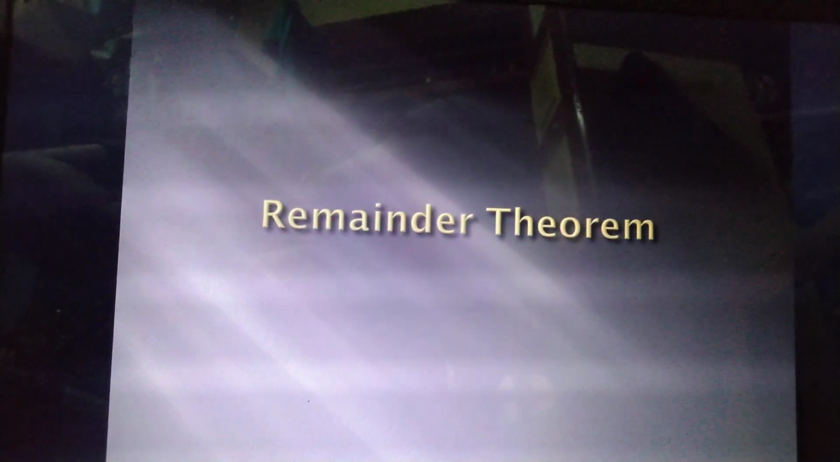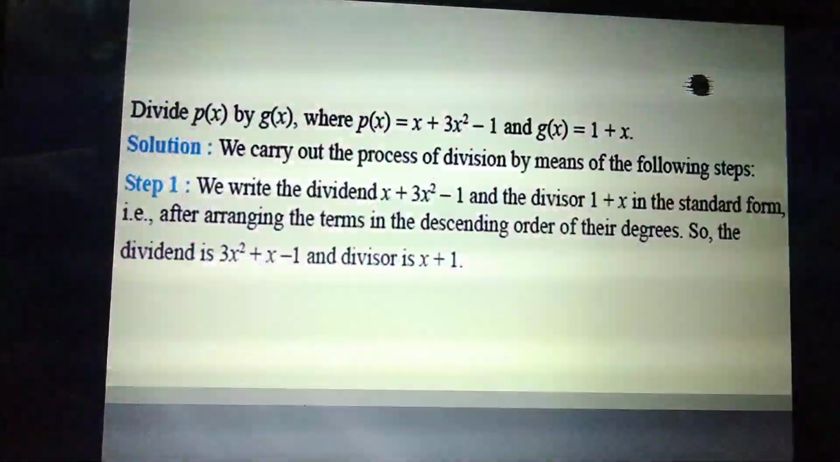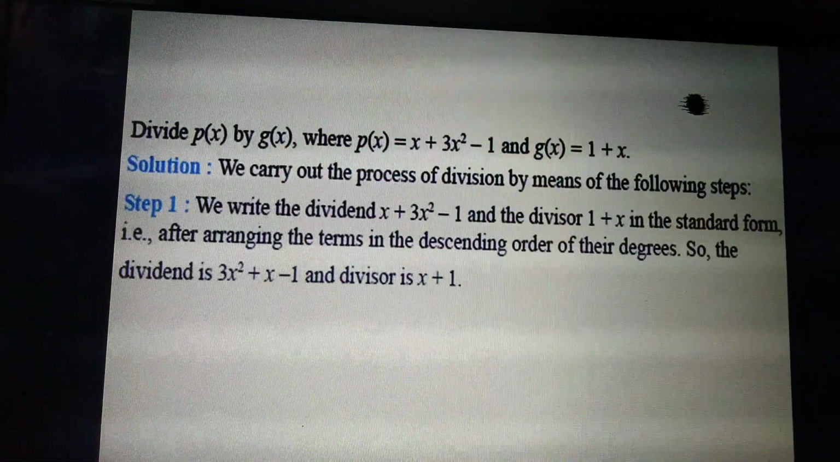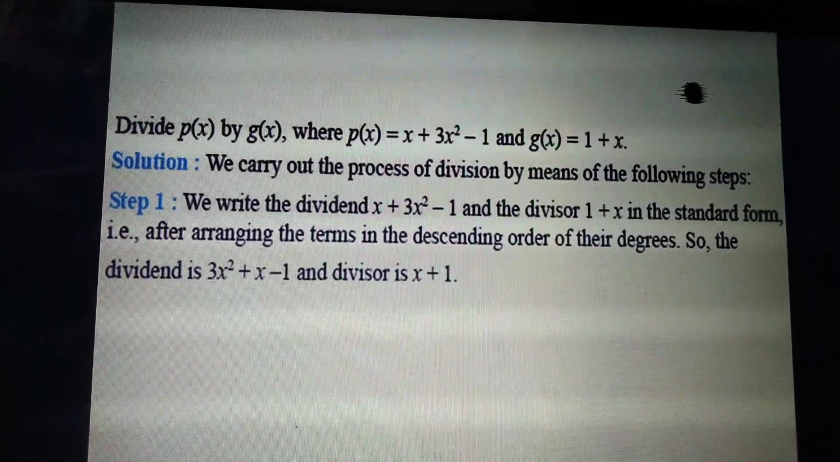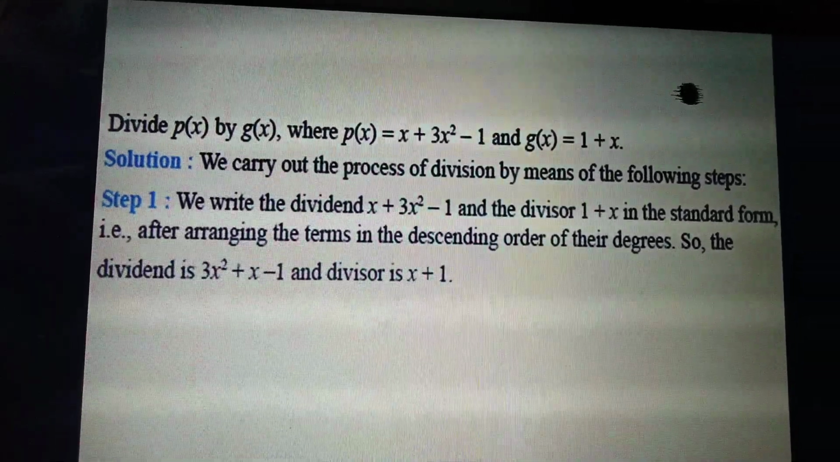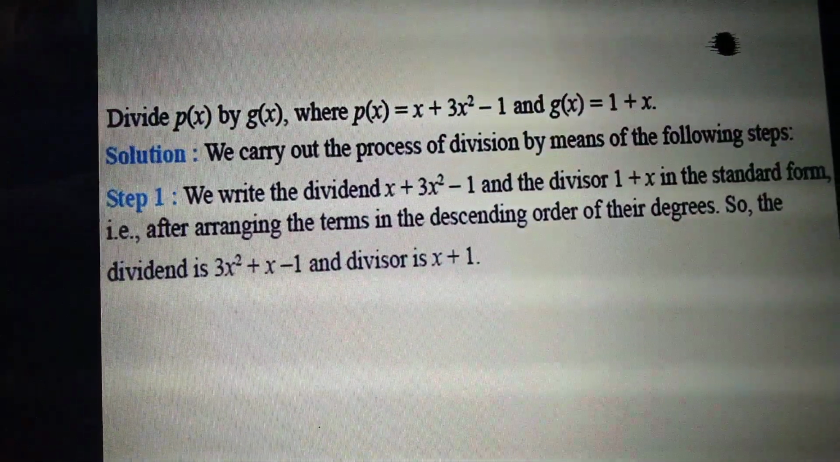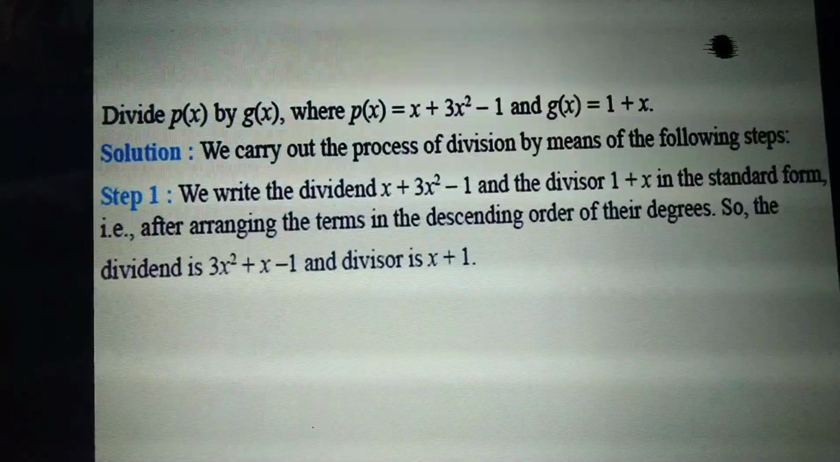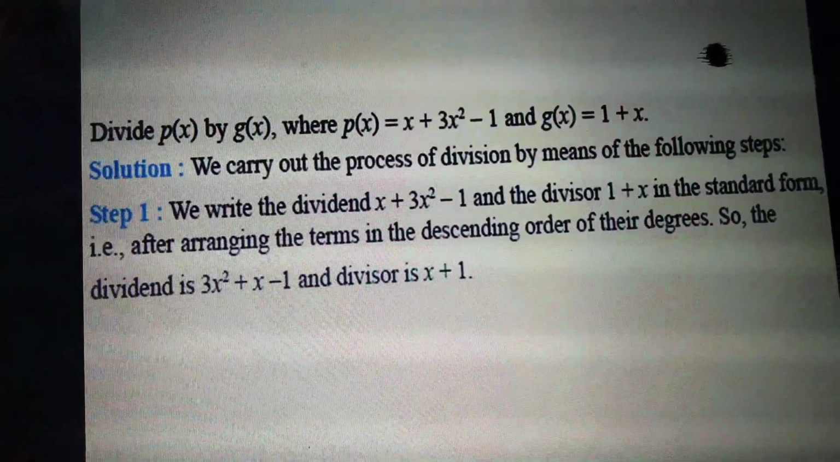Next we are going to see the new concept, remainder theorem. See, this remainder theorem is one of the important concepts in 9th standard as well as 10th standard also. Now I am going to explain the remainder theorem by using one example.